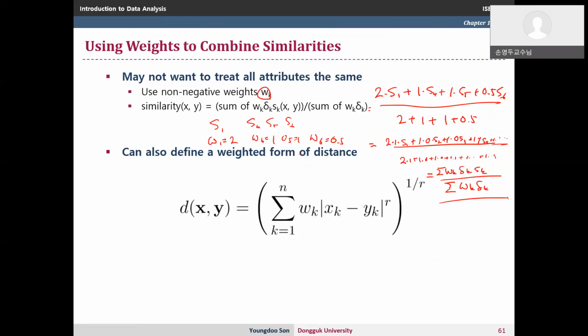Also, we can define a weighted form of distance. We can put a different weight on each attribute of the data points when we calculate the distance.